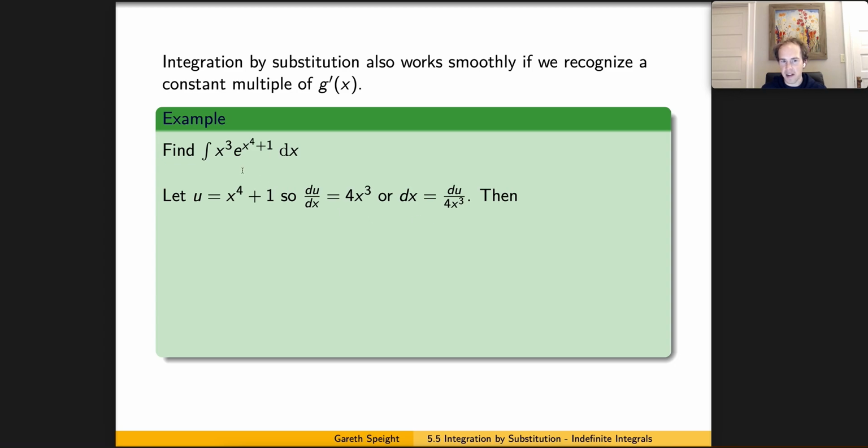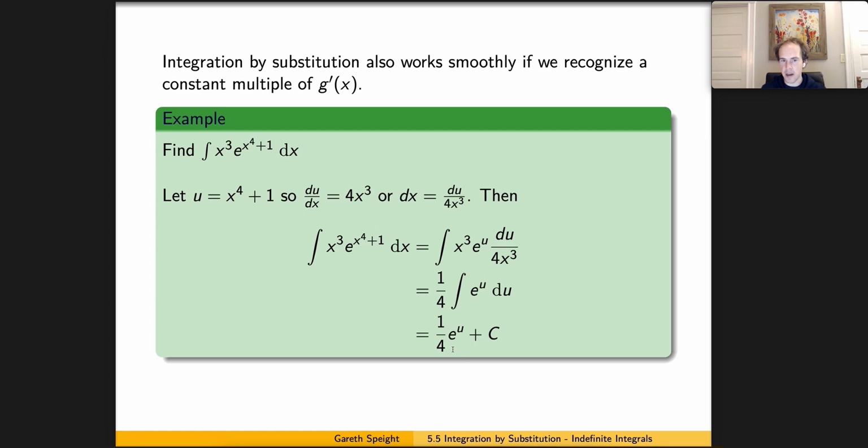Okay, so in that case, let's try to transform everything. So x cubed, we can't do anything right now. Then we're going to have e to the u, and then we're going to replace the dx. Okay, so we get the integral of x cubed e to the u, and then we have dx becomes du divided by 4x cubed. And then we get to cancel the x cubes, and we have a 4 on the bottom. So we can write that as 1 over 4. So we have 1 over 4 times the integral of e to the u du. And now that's an integral we can actually do. We get 1 over 4 e to the u plus c. And then, okay, at the end, we should write u equals x to the 4 plus 1.